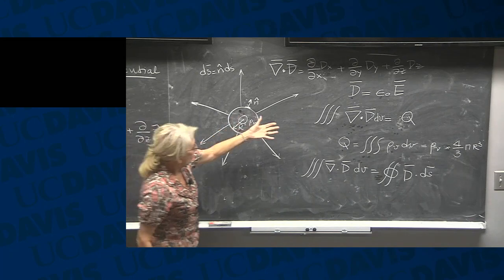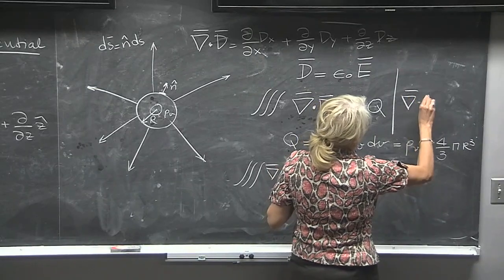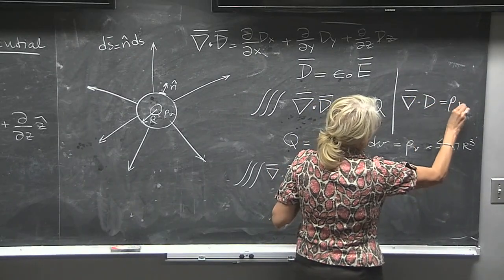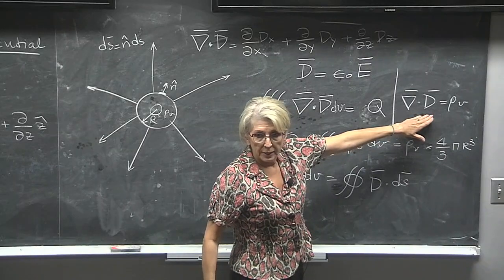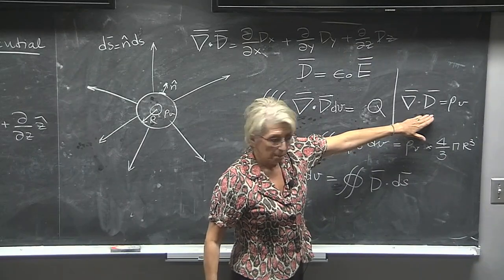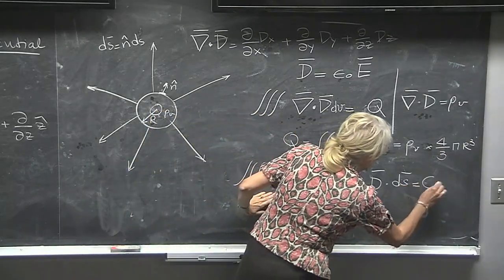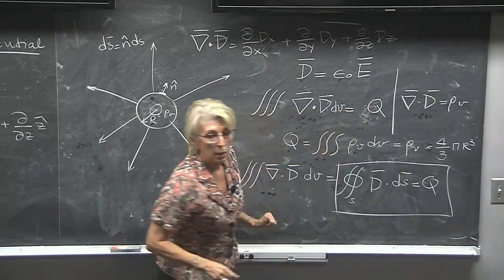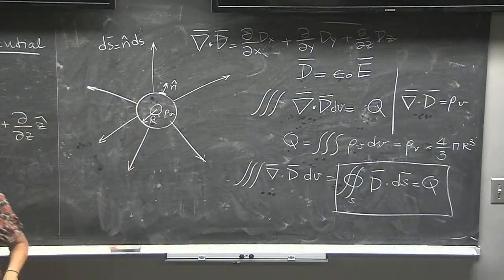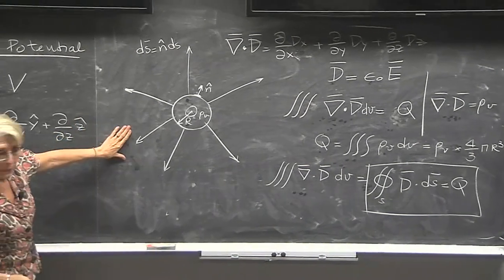So the first one is called Gauss's law in its differential form. And this one, which is nothing else but Q, is called Gauss's law in its integral form. Okay? Now, let's go back to here.